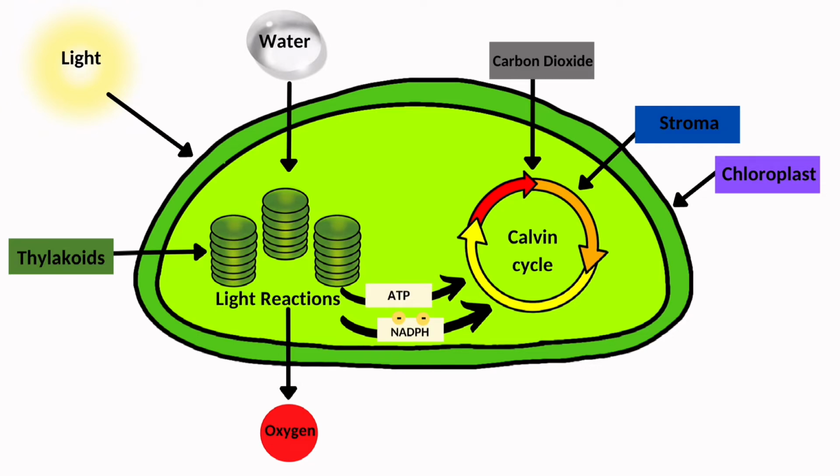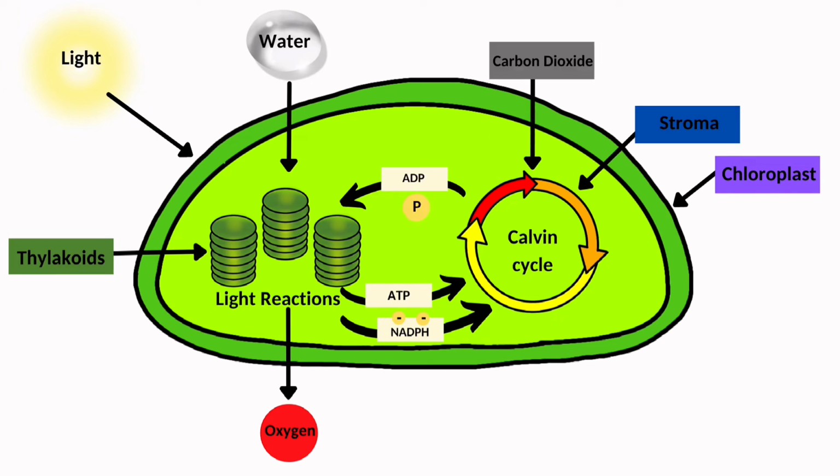These 6 unstable carbons will be divided into 2 molecules of 3-phosphoglyceric acid. In the second stage, reduction, ATP and NADPH will be used. This comes from the light reaction. The 3-phosphoglyceric acid will now become glyceraldehyde 3-phosphate because it will get the hydrogen from the NADPH and the phosphate from ATP.